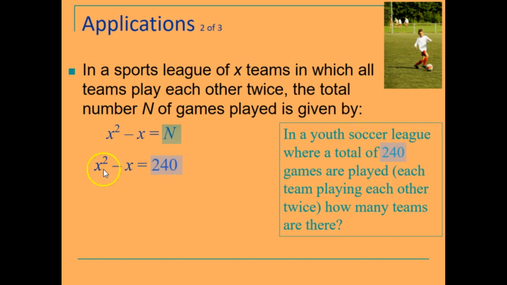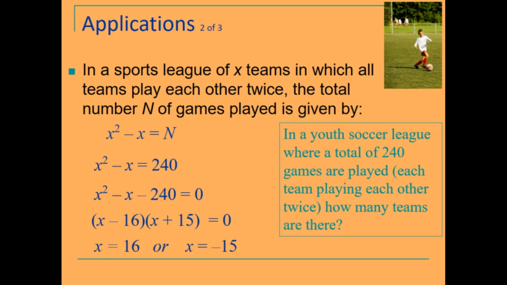What we have is a quadratic equation. To solve it, we need it in standard form, so subtracting 240 from each side results in the following equivalent expression. Next, we'll factor this trinomial. It factors into x minus 16 times the binomial x plus 15. Setting each of these factors equal to 0 and solving for the variable, x minus 16 equals 0 results in x equals 16, and setting x plus 15 equal to 0 results in x equal negative 15.